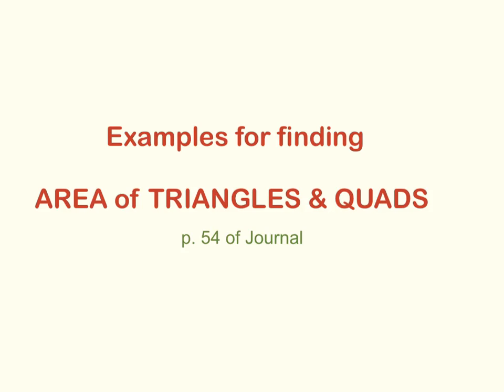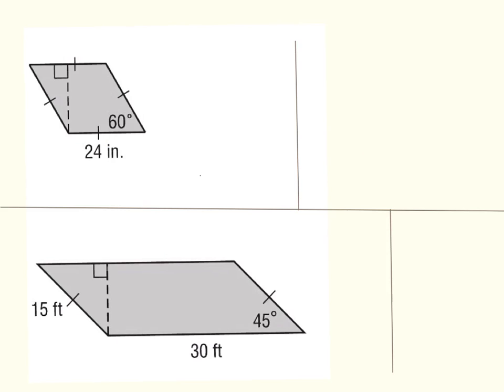Okay, so today we're going to do some examples using the formulas that you found yesterday of triangles and technically quadrilaterals, because all of the ones that you found other than triangles were quadrilaterals: a square, parallelogram, and a rectangle. So we're going to do some examples, so you should be on page 54 of your journal. Okay, here's our first two examples.